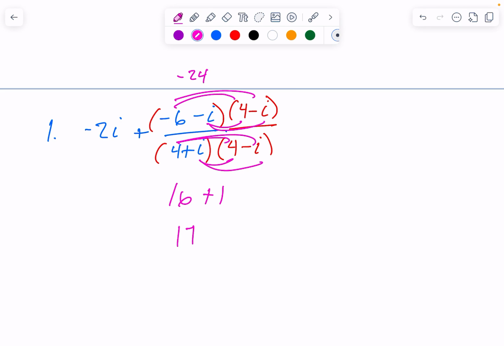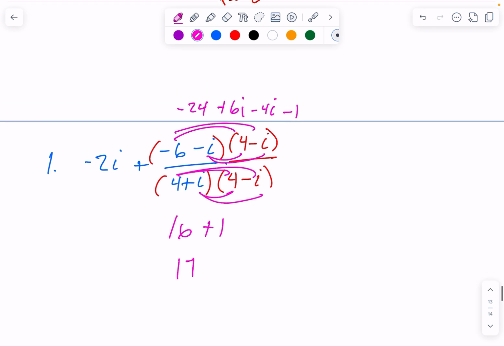Minus 2i. No. So it's plus 6i. We'll just write it out. Plus 6i and minus 4i. And then minus 1. 24 minus negative, so it's -25 plus 2i. So let's rewrite it. -2i plus (-25 plus 2i) over 17.